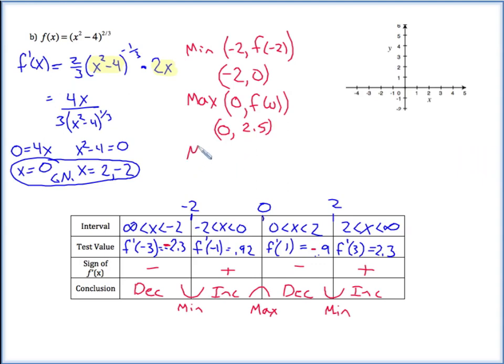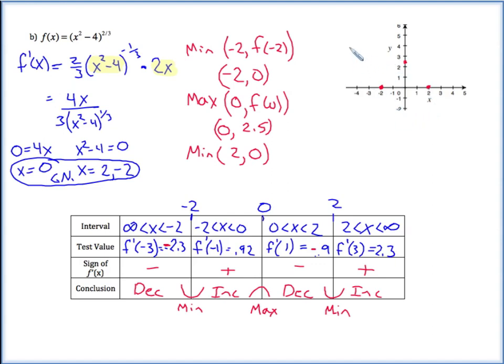Then we know we have another minimum at 2. Okay, and that's going to be 2 squared minus 4. That's 0 again, so 2 comma 0. We get another minimum. Okay, so let's plot these points. Negative 2, 0, 0, 2.5, and 2, 0.